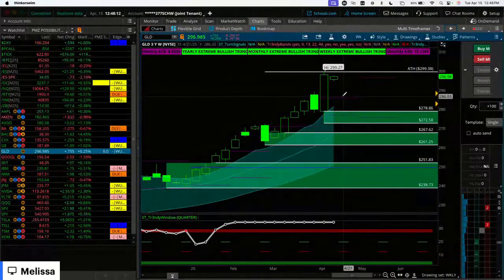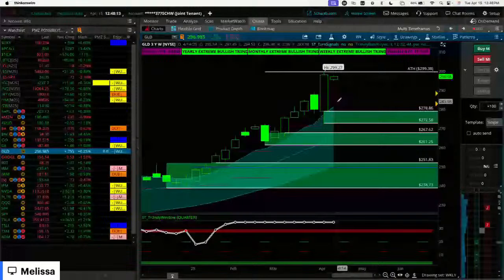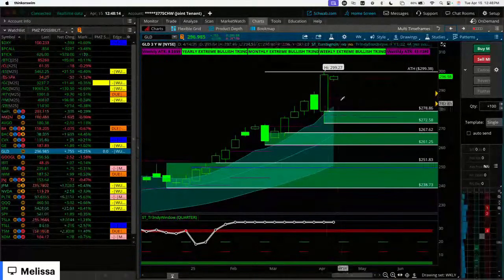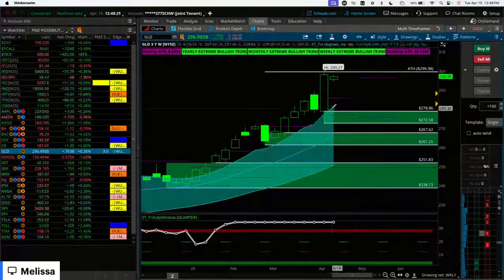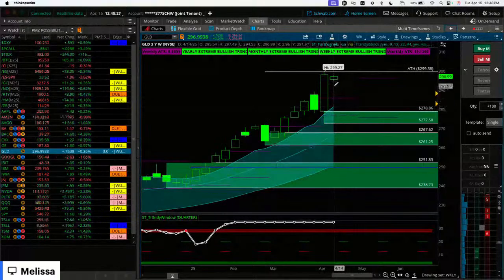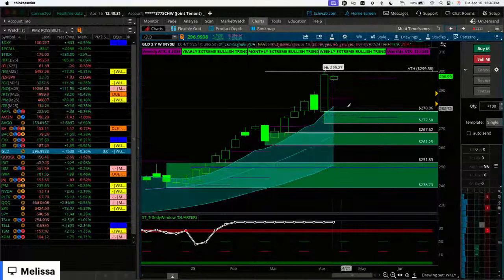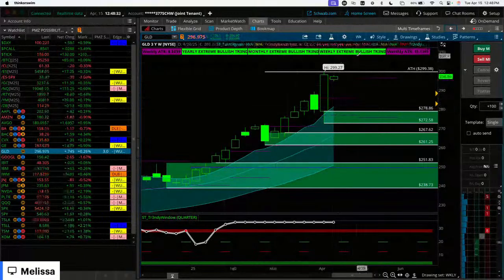And then you get that touch of the 9 EMA on the weekly chart, and price then will continue to the upside. So it is from the weekly 9 EMA, but that doesn't mean that there's just going to be a huge sell off in gold. I am still very bullish gold.